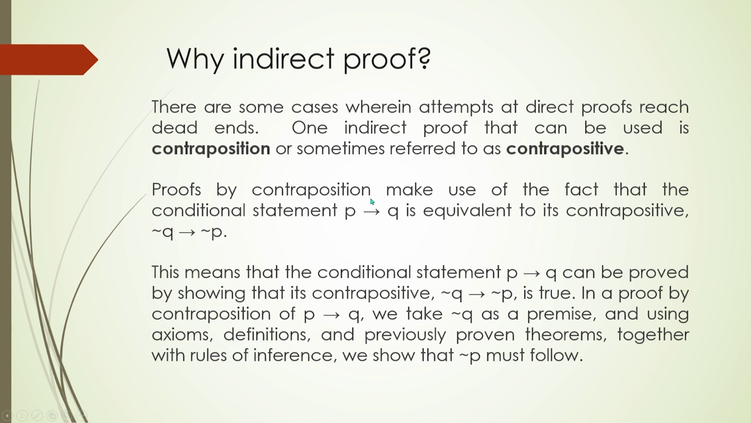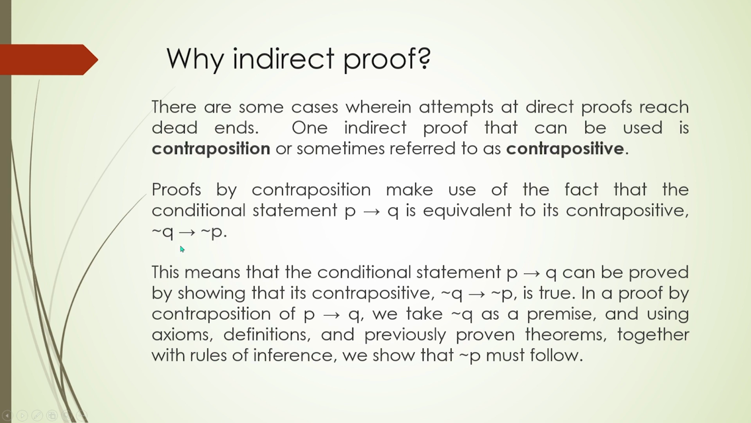This is the original direct proof wherein P, which is our premise, leads to a conclusion, which is Q. When we do a contrapositive or contraposition, we are not going to start with the premise. We are going to negate the conclusion. So we have not Q, and this is going to be our premise in the contraposition way of proving theorems or statements. And then we will arrive at a negation of the original premise, and this is going to be our conclusion.